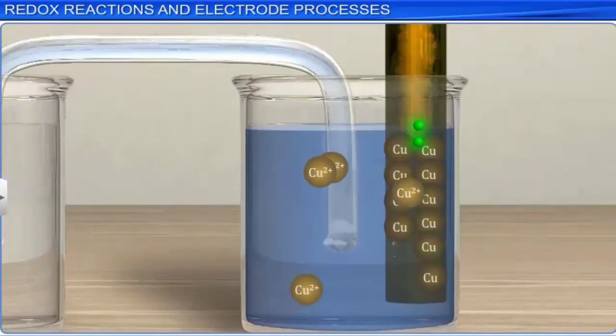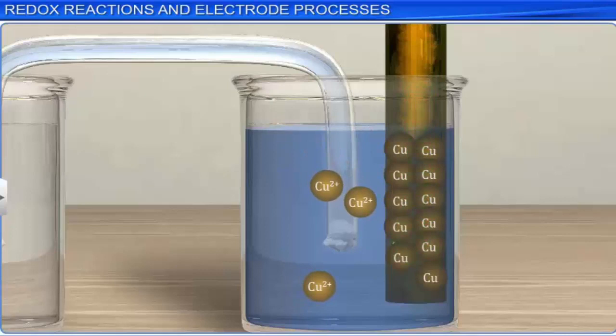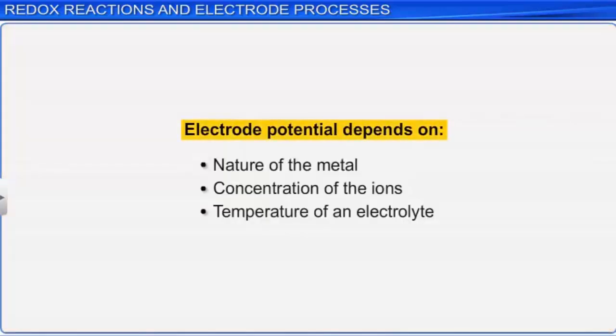The potential of any electrode, commonly known as electrode potential, is the potential difference between it and the electrolyte surrounding the electrode. The electrode potential of an electrode depends on the nature of the metal, concentration of the ions, and the temperature of an electrolyte.